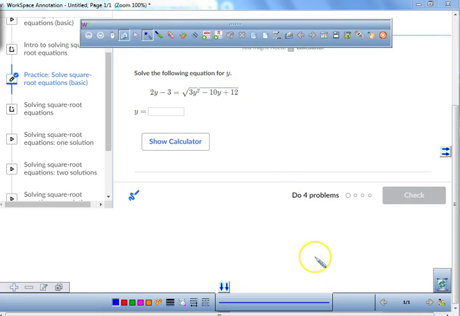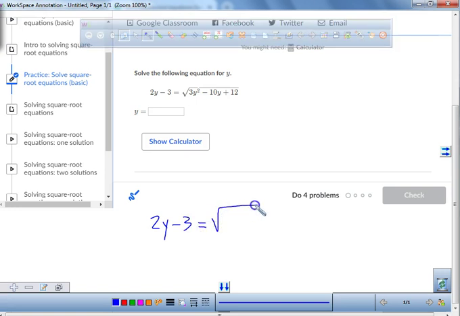Today we're going to be focusing on knowing how to solve square root equations. So I'm going to write this down a little bit bigger down here. We've got 2y minus 3 equals the square root of 3y squared minus 10y plus 12. All right, when we're solving this, what's going to be the very first step? What do you guys think?